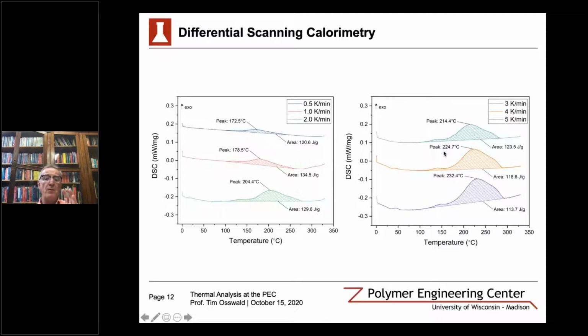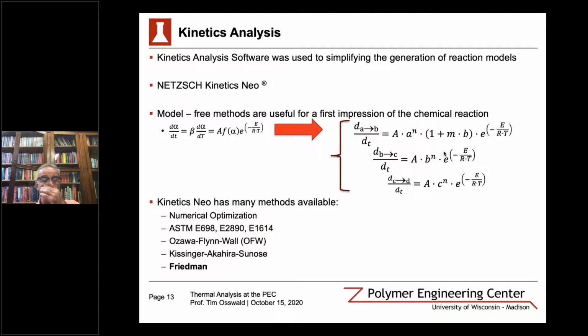And so here is where the software that NETZSCH offers comes into the picture. This is Kinetics Neo, and we've worked with NETZSCH now for years. In fact, I've had 2 PhD theses that have worked with NETZSCH, testing these pieces of software, and I believe it is probably the best kinetics software out there.